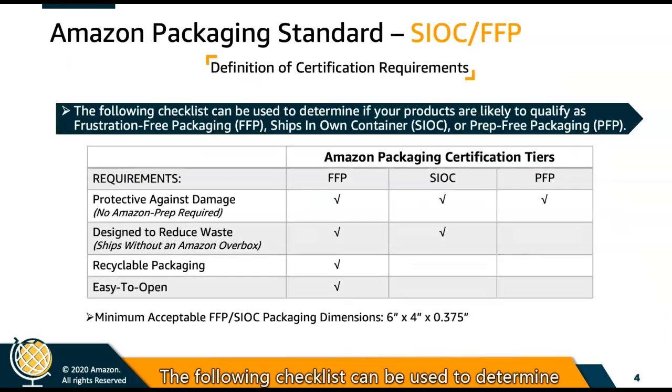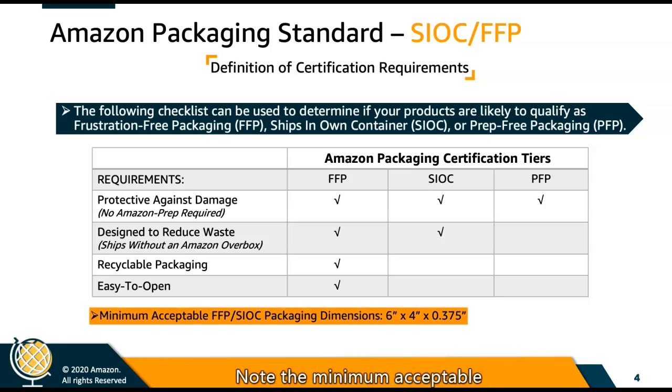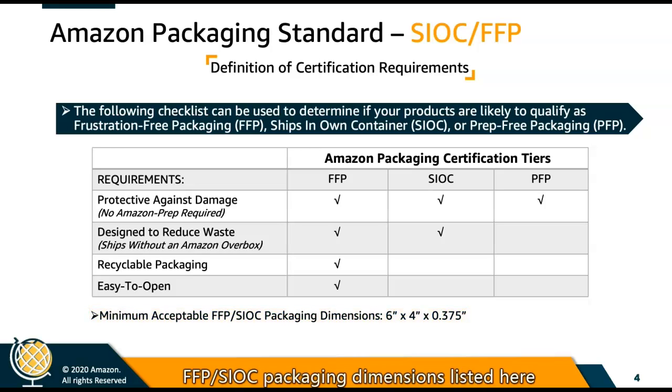The following checklist can be used to determine if your products are likely to qualify as frustration-free packaging, ships in own container, or prep-free packaging. Note the minimum acceptable FFP and SIOC packaging dimensions listed here, and choose the acceptable one as needed.